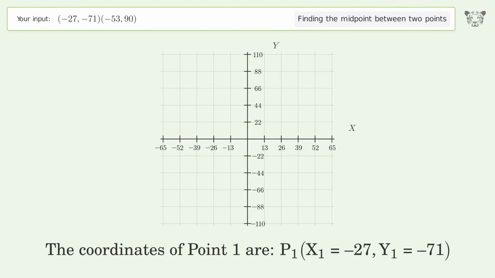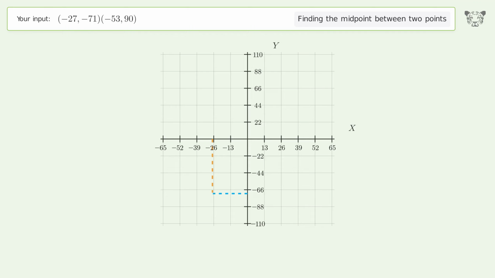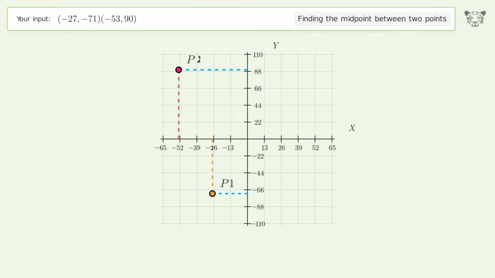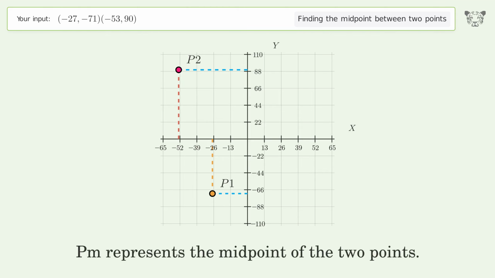The coordinates of point 1 are x1 equals -27, y1 equals -71. The coordinates of point 2 are x2 equals -53, y2 equals 90. PM represents the midpoint of the 2 points.